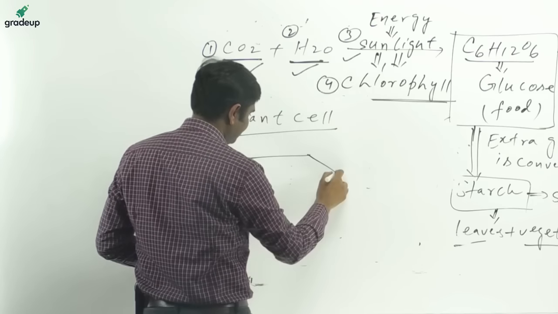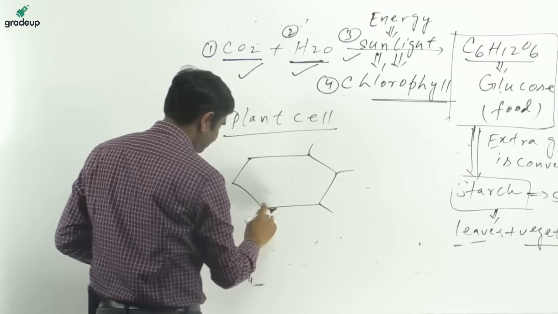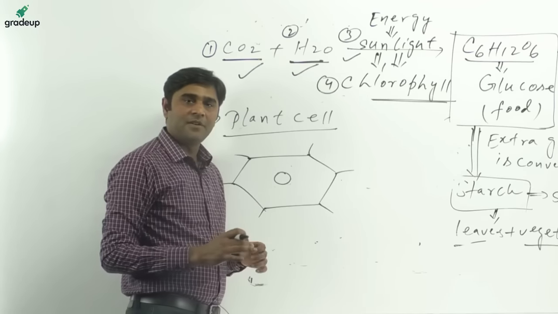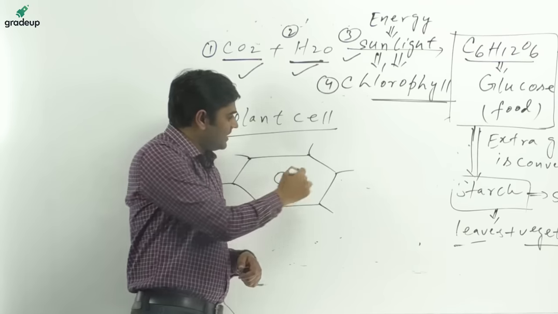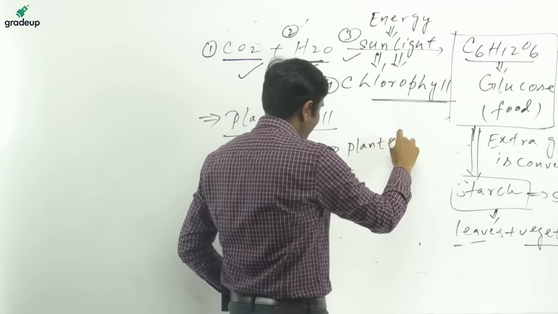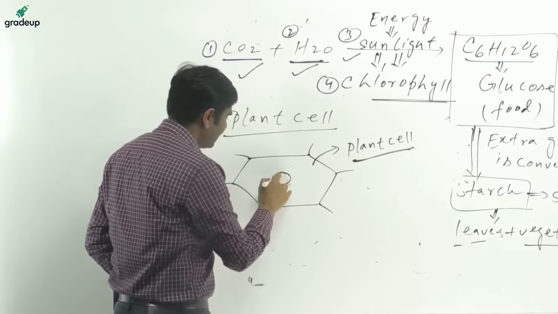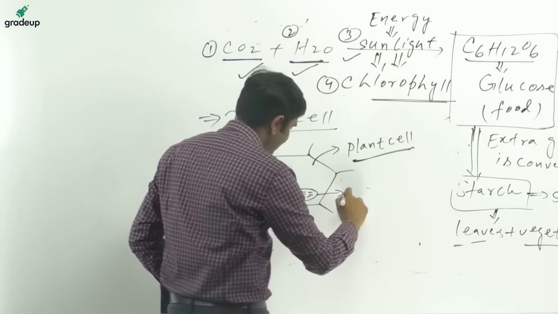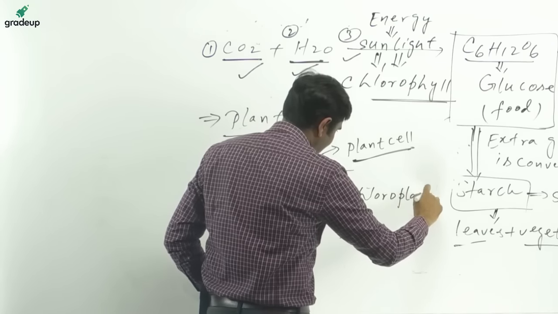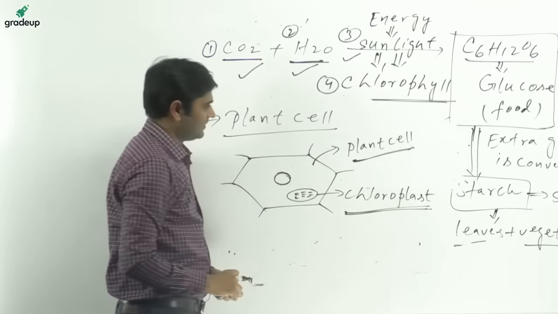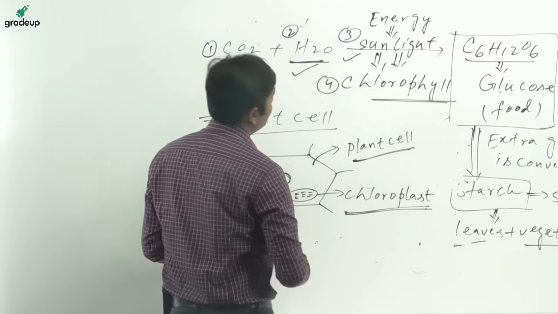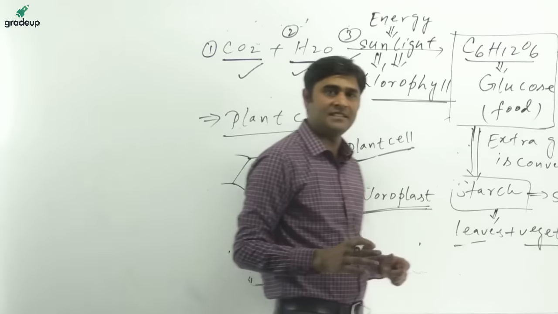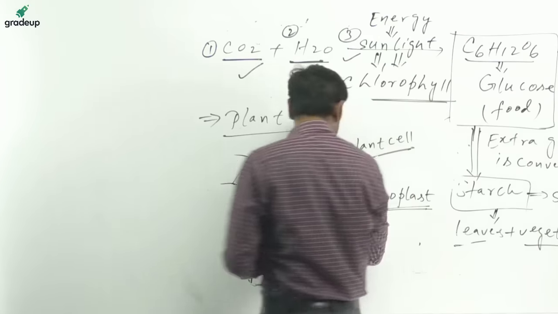Suppose this is a plant cell. And we know that the animal body or plant body is made up of small units called cells. So this is a plant cell. This is the nucleus of the plant cell, and in the plant cell chloroplasts are present. So the plant cell contains chloroplast. The process of photosynthesis takes place in the chloroplast of plant cells.